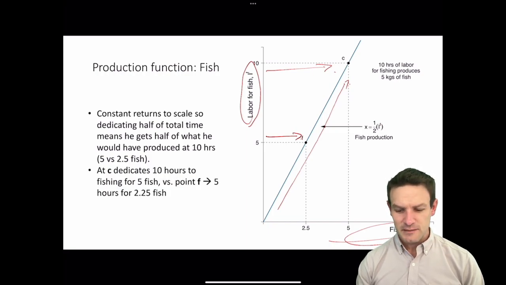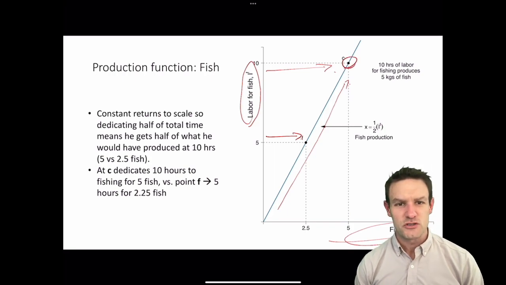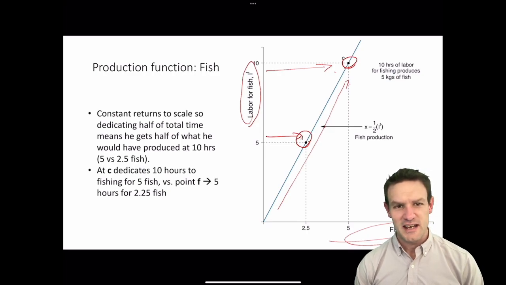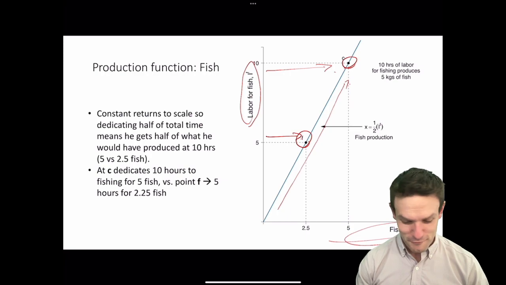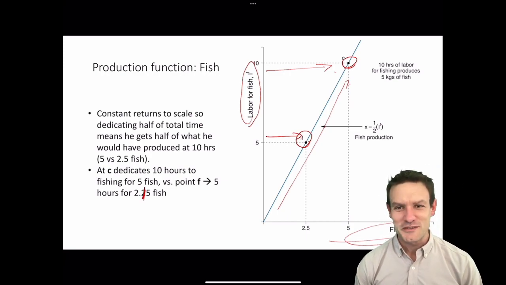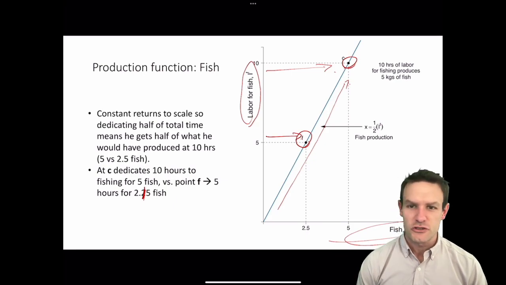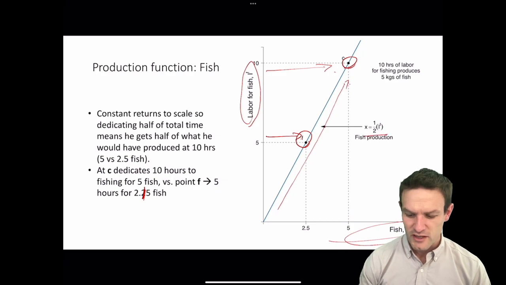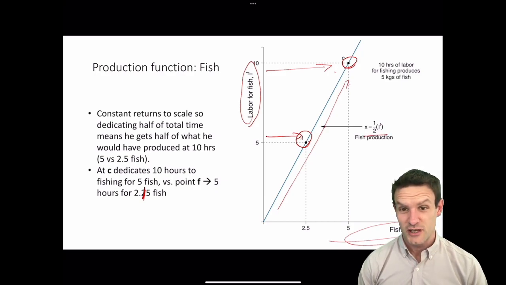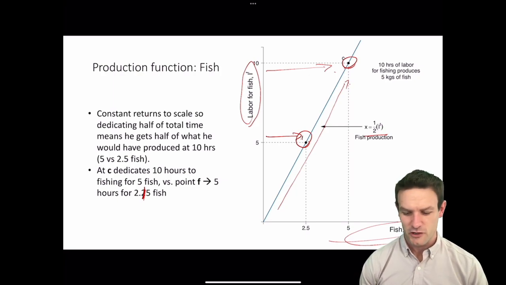Okay. At C, over here, he dedicates 10 hours to fishing for 5 fish versus point F over here, where he dedicates 5 hours for 2.5 fish. Now, 2.5 fish, not 2.25 fish. So notice here, what are we seeing? We're basically seeing just constant returns to scale, and the production function here is x equals 1/2 of the labor time devoted to fishing. Okay, so that's the production function. Very simple linear production function.